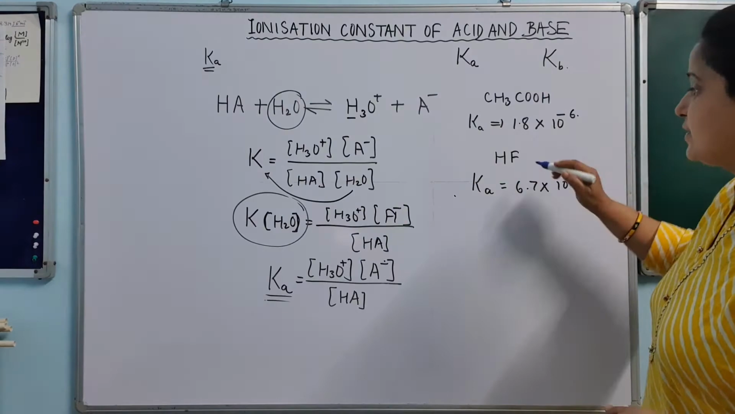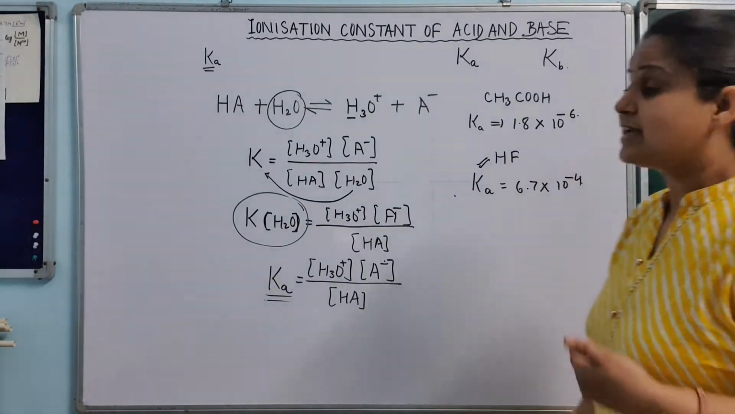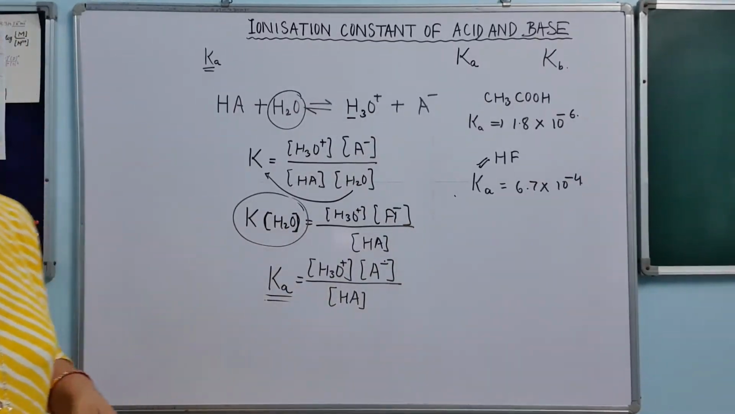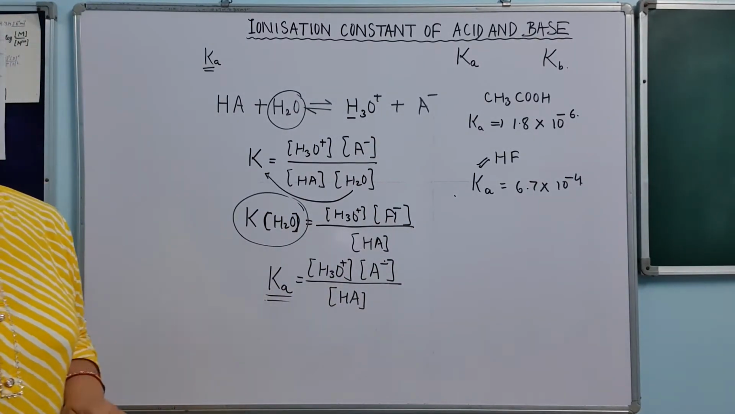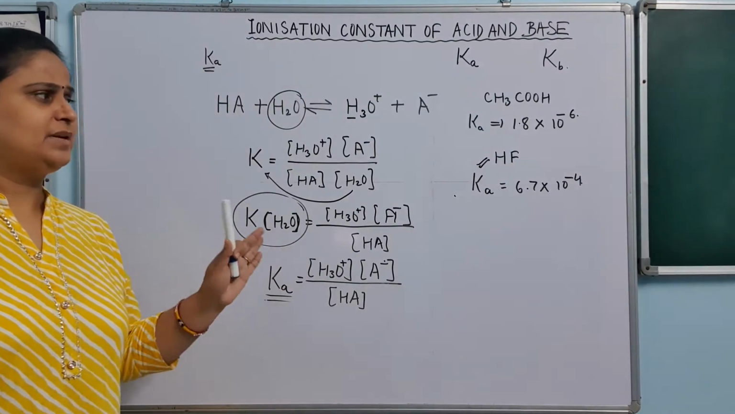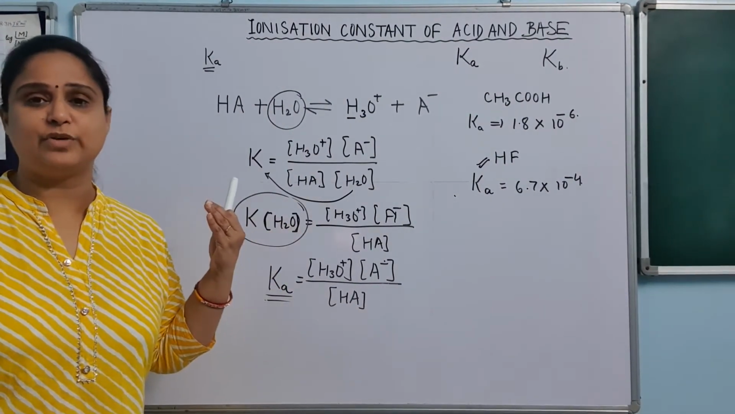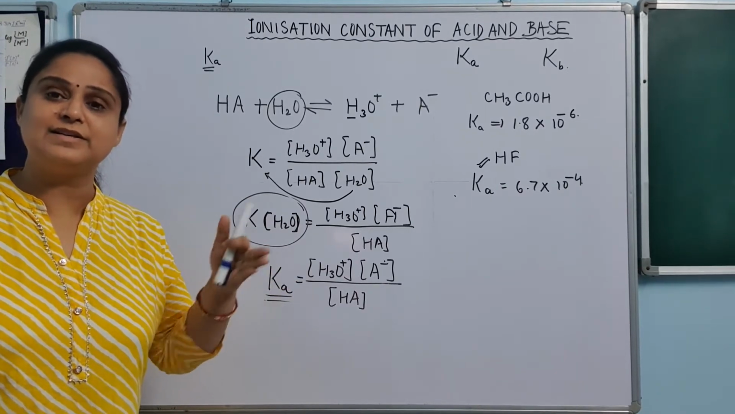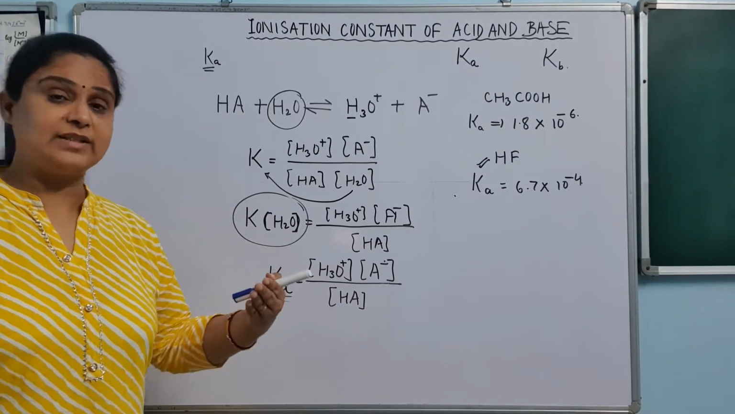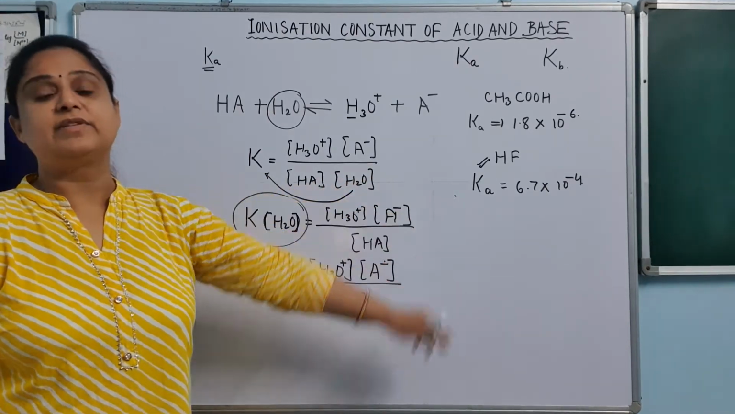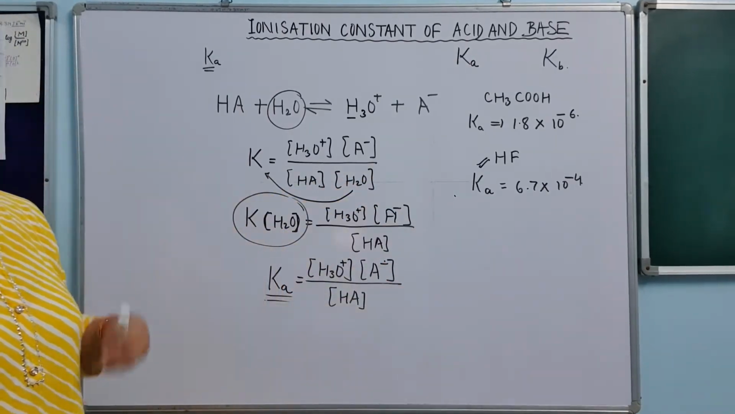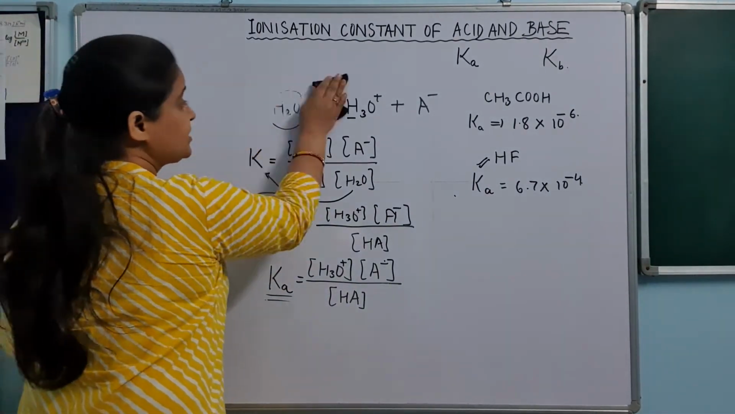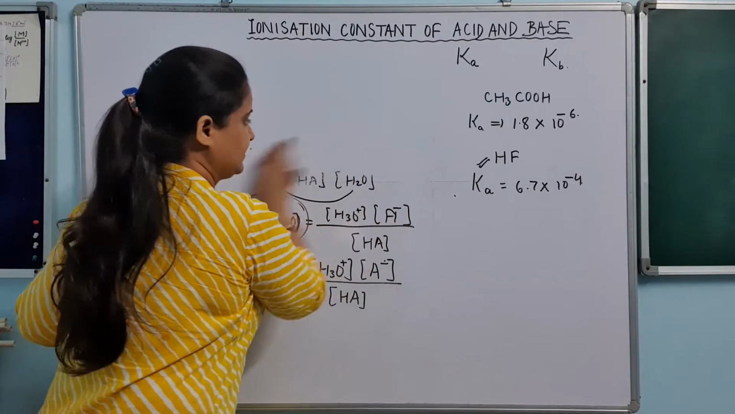So out of these two, which will be stronger? HF, because the Ka value for HF is more than the Ka value of acetic acid. So easily you can find out. Suppose the Ka values are given for 3 or 4 acids, and you are asked to arrange the following acids in order of their increasing strength. So the acid with more strength will be the one which has the higher Ka value. ठीक है, बिल्कुल इसी तरीके से you can go for the next process called ionization constant of base.